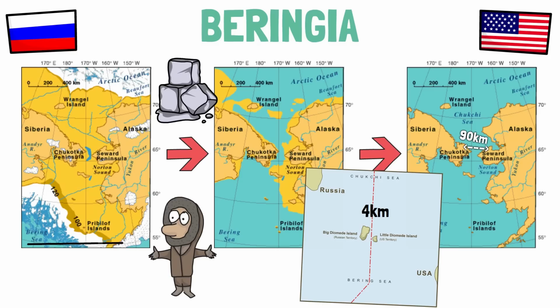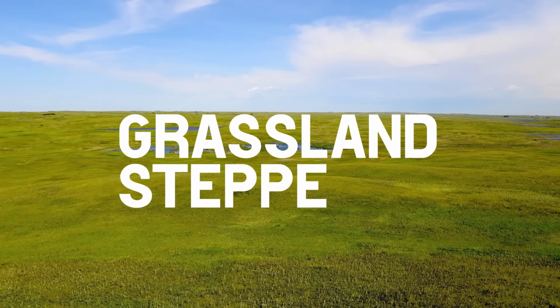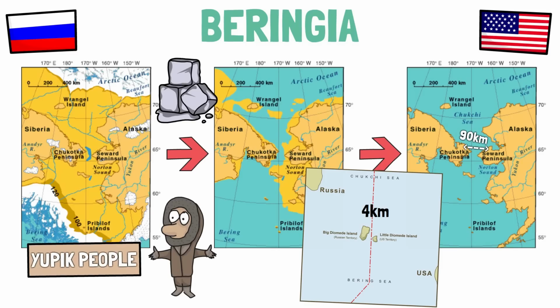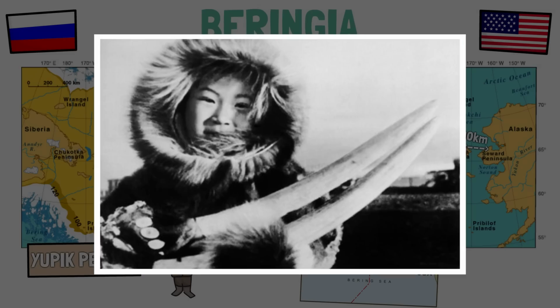Curiously, during those ice ages, Beringia, like most of Siberia, was not glaciated because snowfall was very light. It was instead a grassland steppe. The Yupik people would have lived there, with their heritage being present on both shores today.